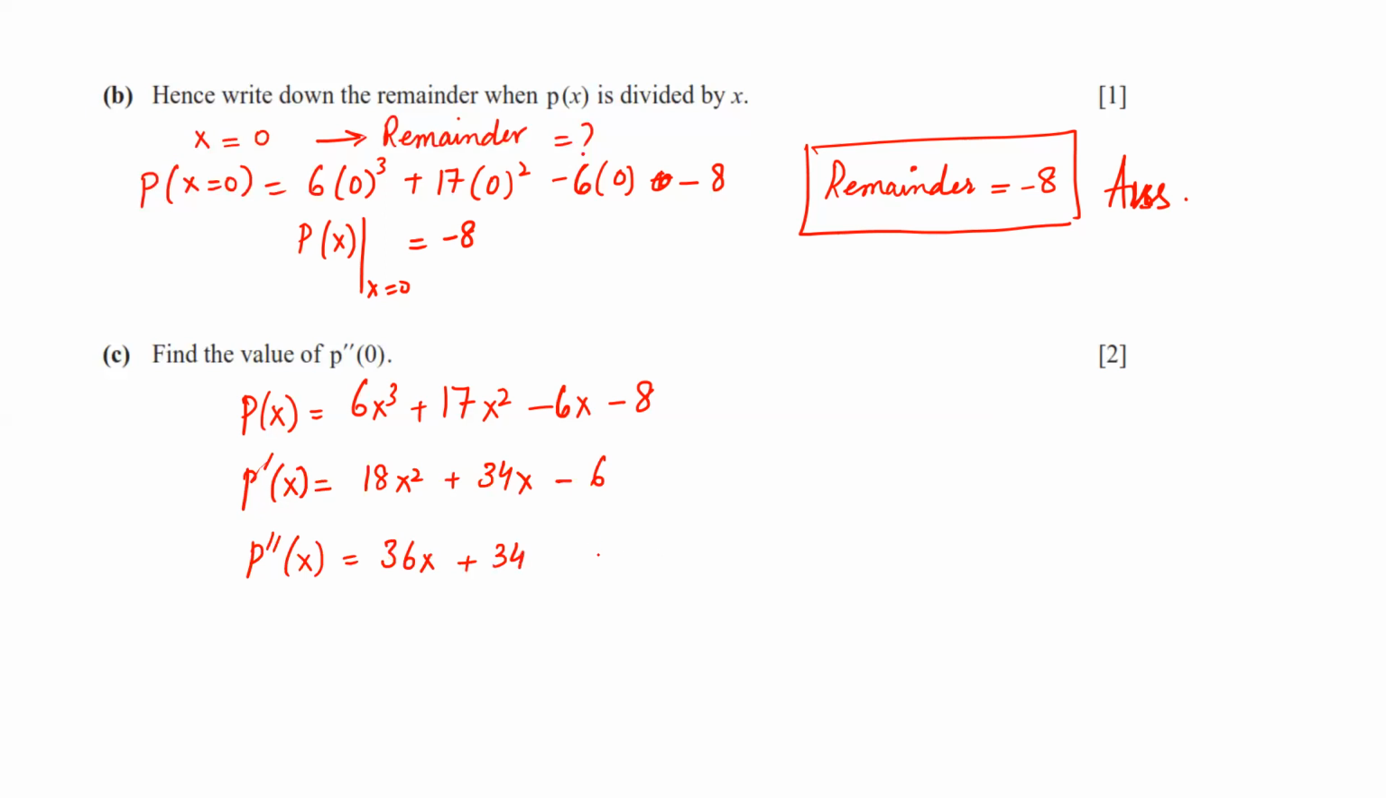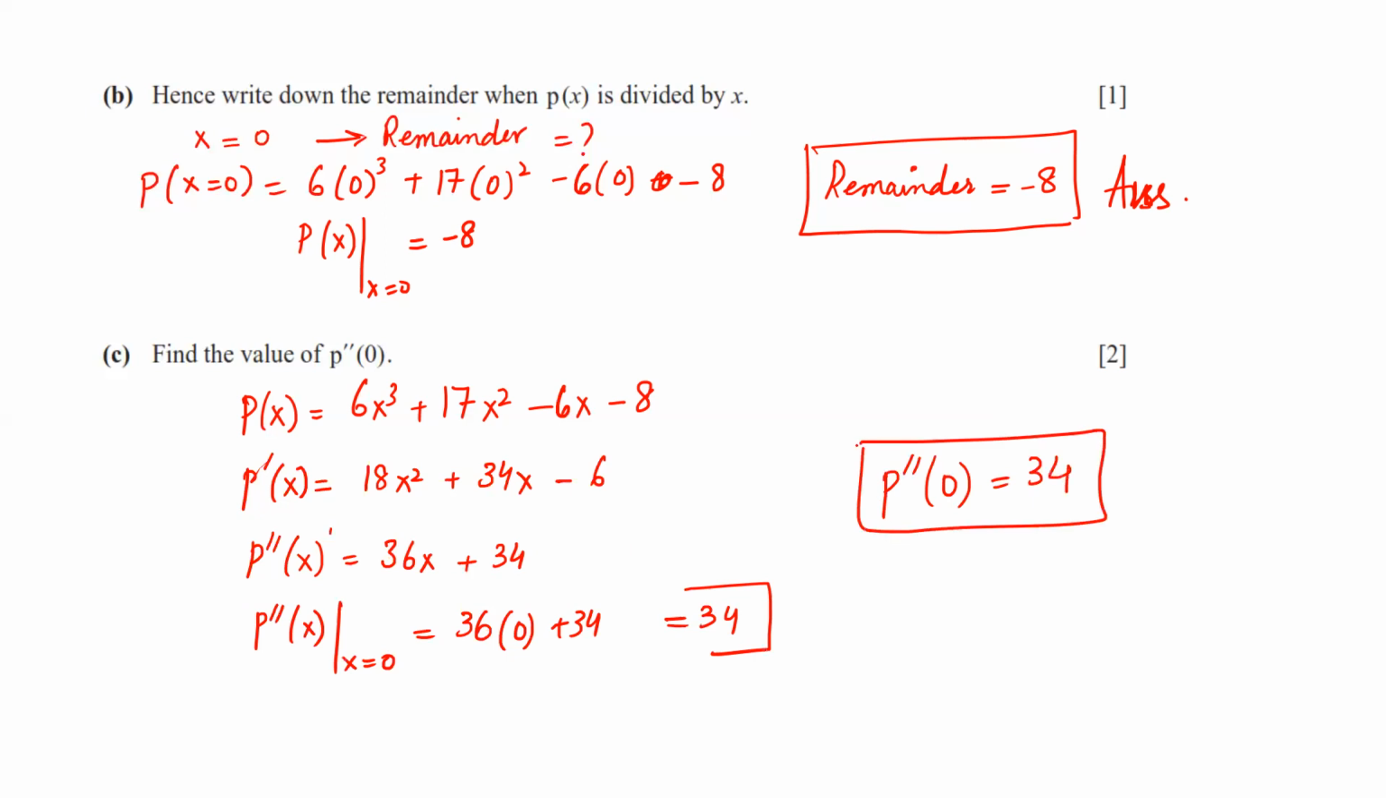This is my second derivative. And then p double dash x at x equals 0 becomes 36 into 0 plus 34. This becomes equal to 34. So the value of p double dash 0 is equal to 34. So this is how you get your answer.